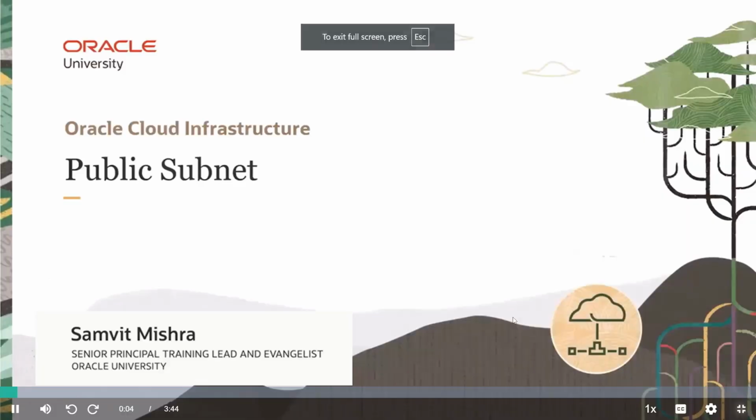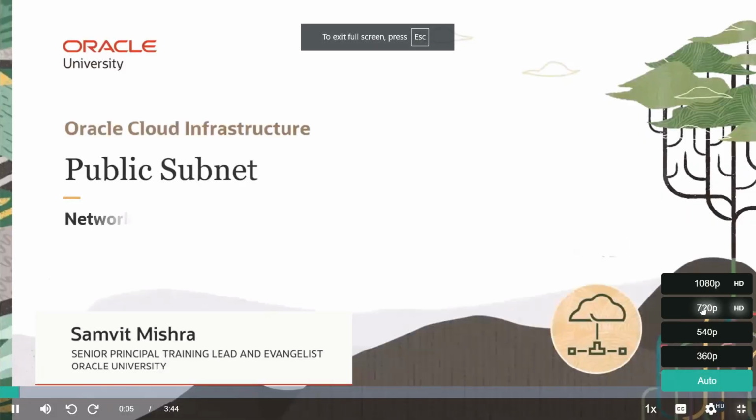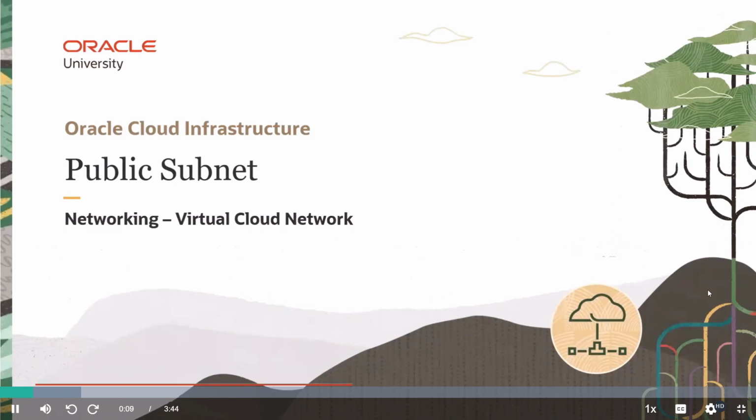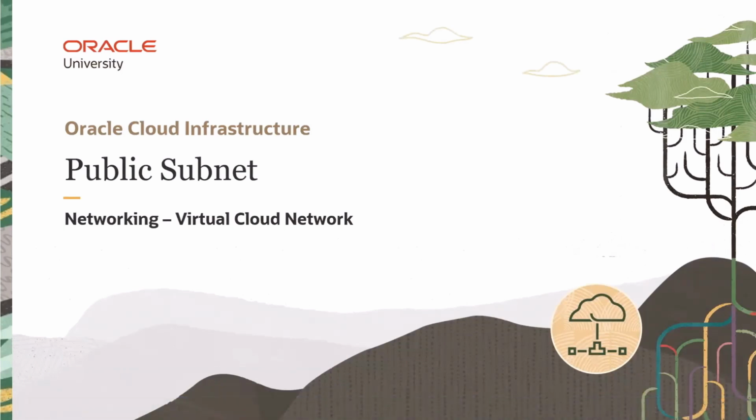Hello, let's talk about public subnet. Now, in the previous lessons, we have discussed that there are two types of subnets that are possible inside the VCN. The first is public subnet, and then we can also have private subnet. Let's get started.